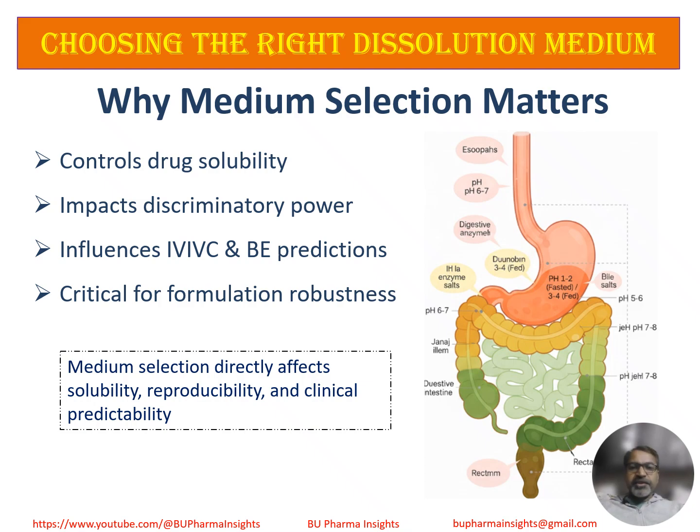Hi everyone. In this fourth video of the dissolution science series, we will discuss choosing the right dissolution medium: pH, surfactants and buffers. The dissolution medium controls how much drug dissolves and how fast it does. A wrong medium can make the method non-discriminatory or clinically irrelevant. That's why medium selection directly impacts solubility, reproducibility, and clinical predictability.